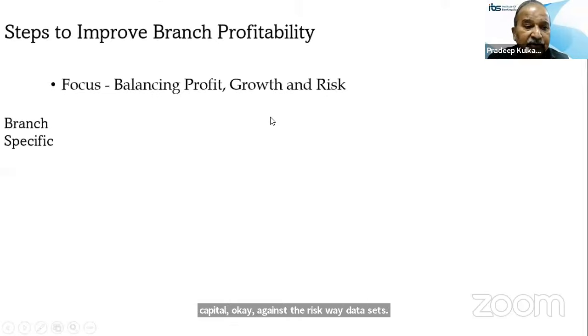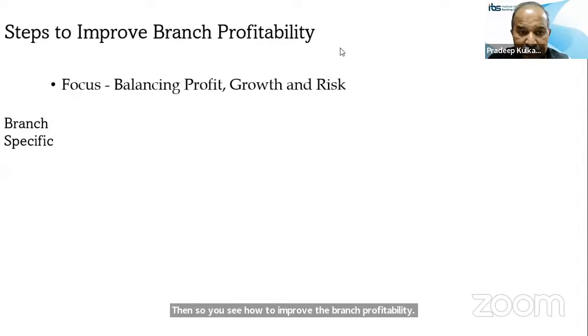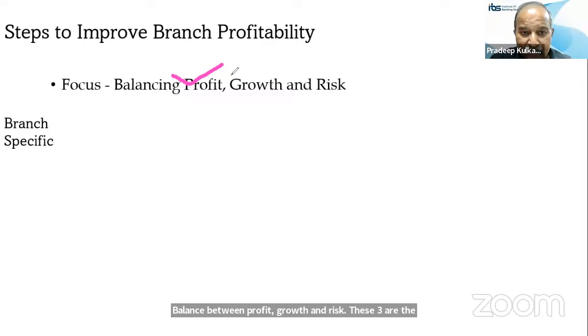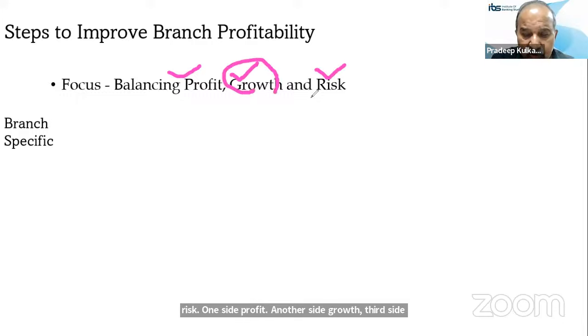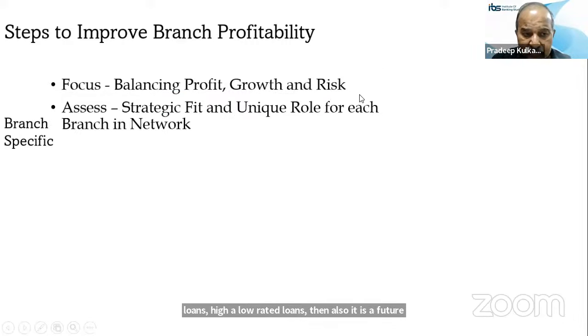Then, so you see, how to improve the branch profitability? Branch-specific factors are a balance between profit, growth, and risk. One side, profit. Another side, growth. Third side, risk. So in order to focus on growth, if you take more risk, then it is not so worthy enough, isn't it? For the sake of profit, go for high risky loans, low rated loans, then also it is a future problem, isn't it? Therefore, balance between these three.